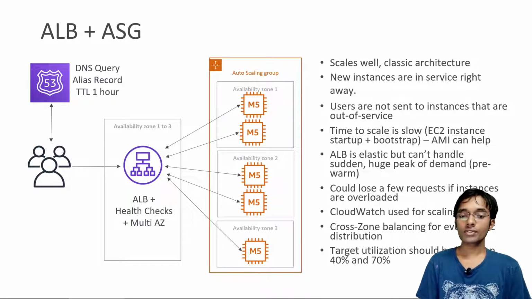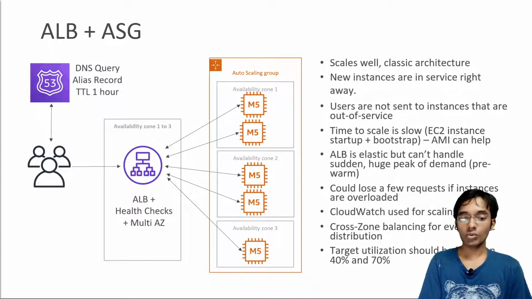The new instances that are added to our auto scaling group will be in service right away, because the load balancers will be routing traffic directly to them, and the users will never be sent to instances that are out of service. So here the health checks are very beneficial.